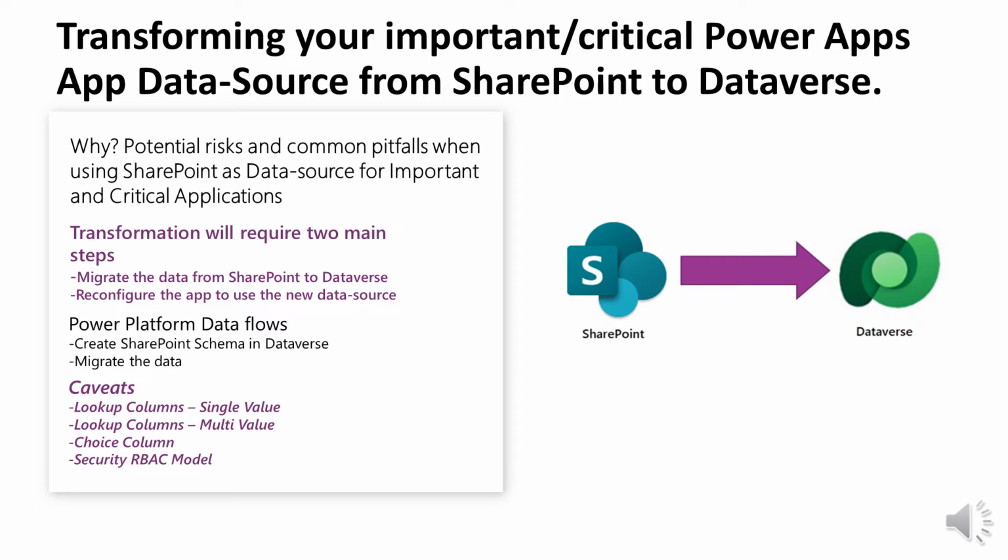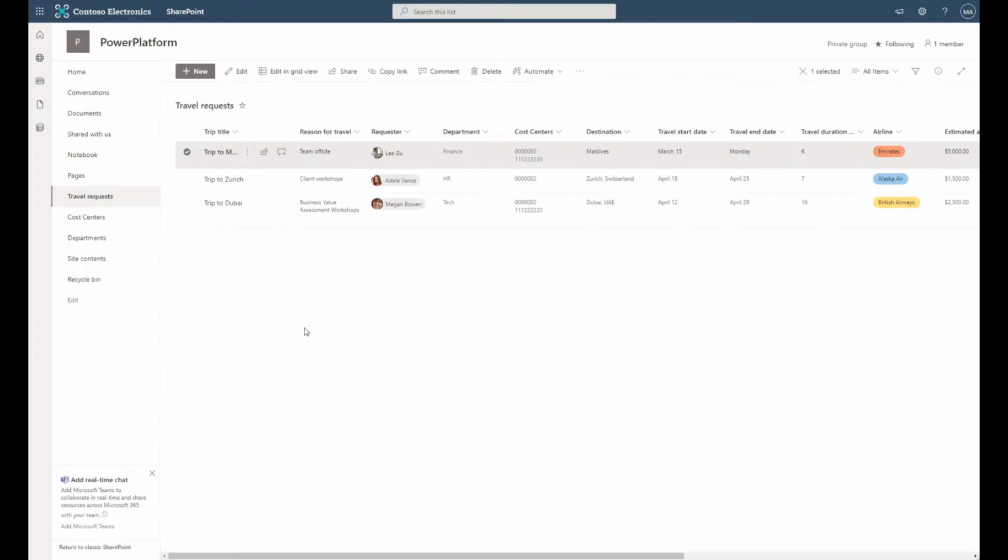And of course, as I mentioned before, we'll be using some Power Automate flows to automate this process and make it as fast and as easy as possible. So now let's take a quick look at the list that the Canvas app is currently storing the data in.